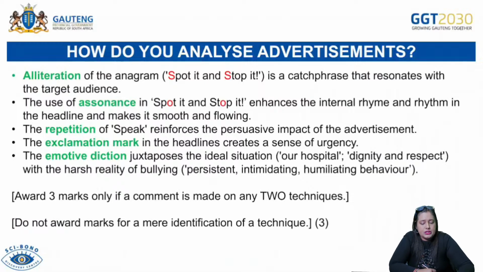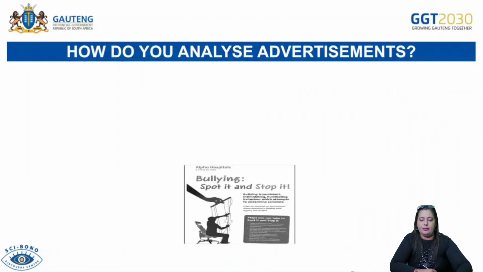The emotive diction juxtaposes the ideal situation, our hospital, dignity and respect, with the harsh reality of bullying. Persistent, intimidating, humiliating behavior. All right, so there you're going to look at the particular words being used in the advert, and then you're going to talk about it there. So award 3 marks only if the comment is made on any of the 2 techniques. So any of the 2 identified and the comment given will give you the 3 marks.